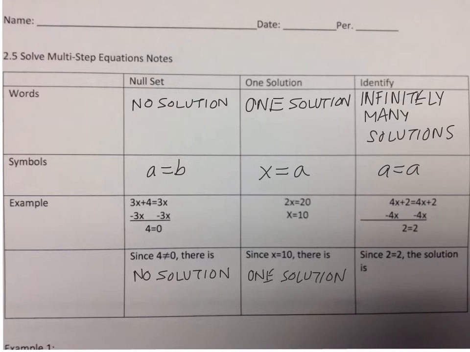Looking at our example, we have 4x plus 2 equals 4x plus 2. If we subtract 4x on both sides, we're going to be left with 2 equals 2. Now, since 2 equals 2, the solution is going to be infinitely many solutions, or all solutions. That means that all numbers would work in this problem.